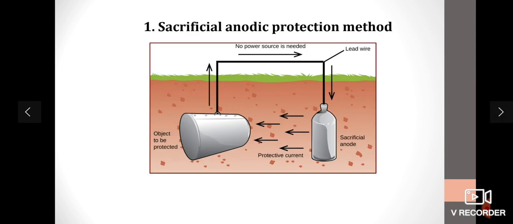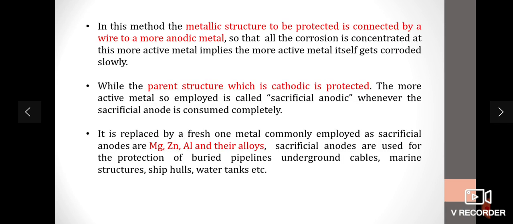First, let us discuss sacrificial anodic protection method. You see this diagram. Pause this video for a while and look at the picture. Then coming to this point. In this method, the metallic structure to be protected is connected by a wire to a more anodic metal, so that the corrosion is concentrated at the more active metal, implying the more active metal itself gets corroded.